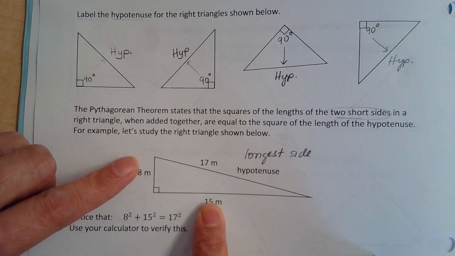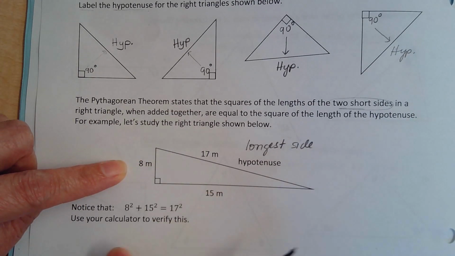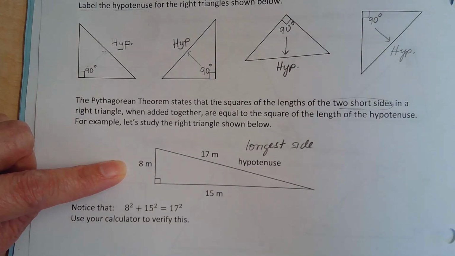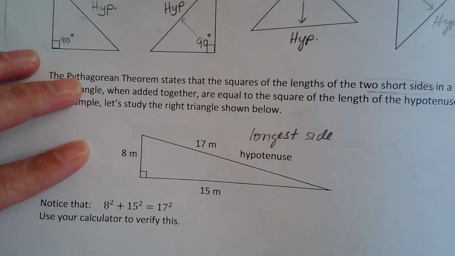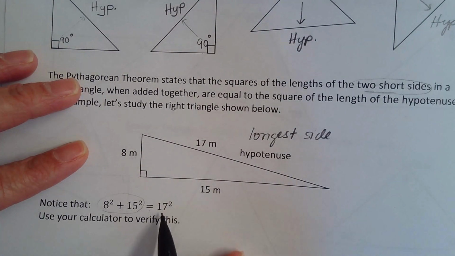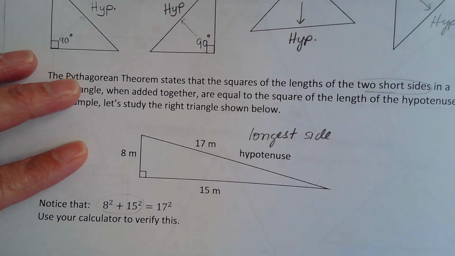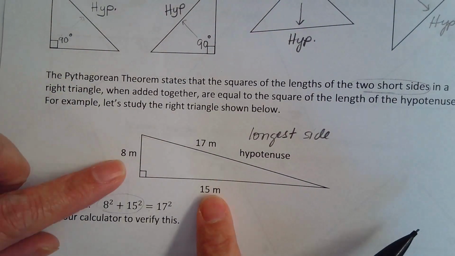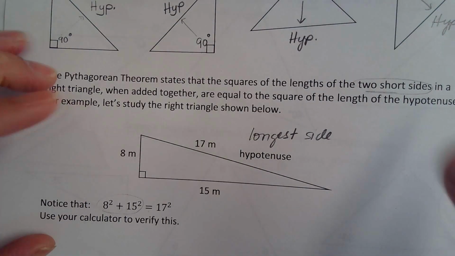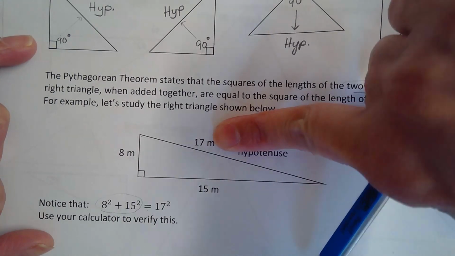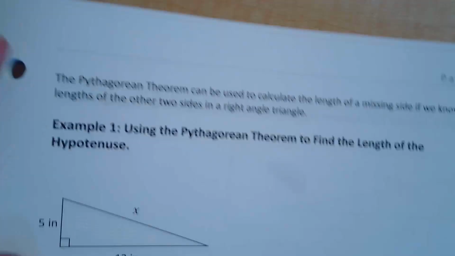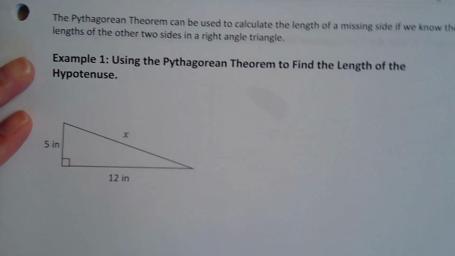So if we square this, 8 squared, plus if we square this one, I'm going to bring it closer, that is going to equal the hypotenuse squared. So these two together, squared plus another square, will equal the longest square. Okay, so let's see. We're going to try to use some examples to do that.